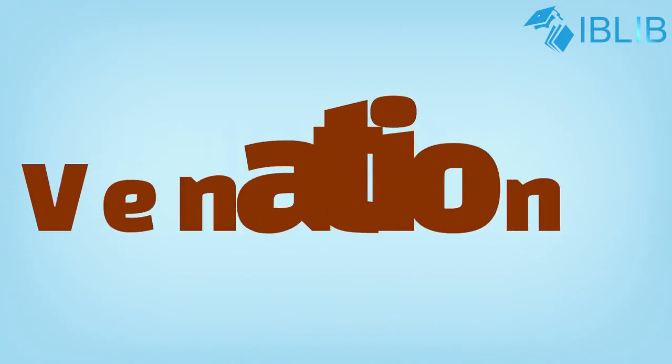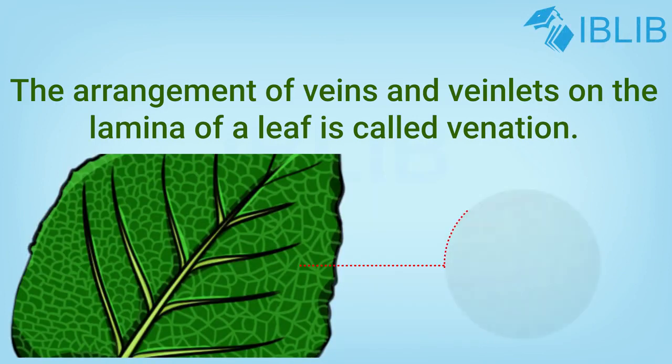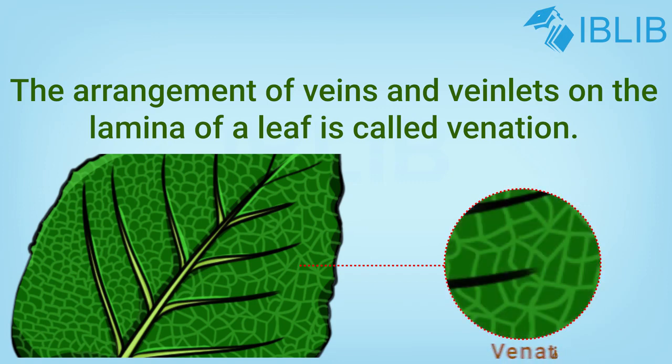Now we'll study about types of leaf venation. The arrangement of veins and veinlets on the lamina of the leaf is called venation. When you look at a leaf, you will see a texture on it, faint veins, and the veins look like a network. That is called venation. That arrangement of veins and veinlets is called venation.